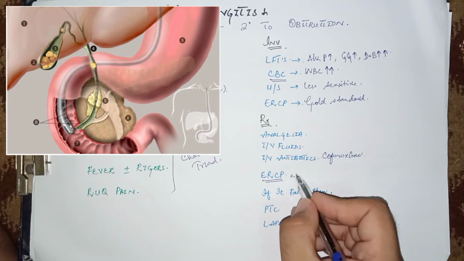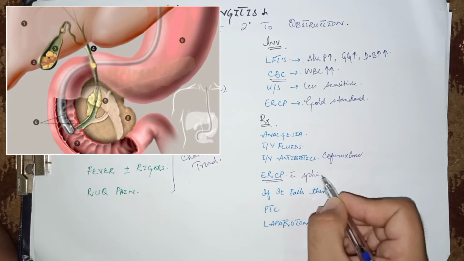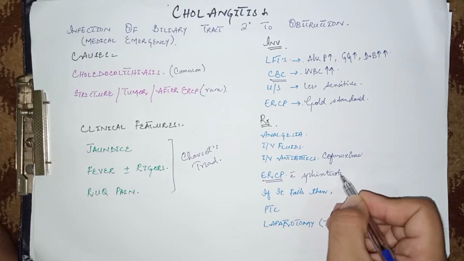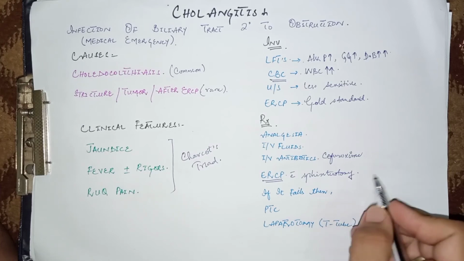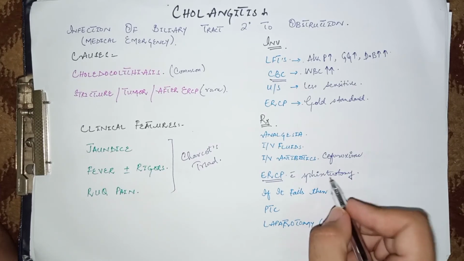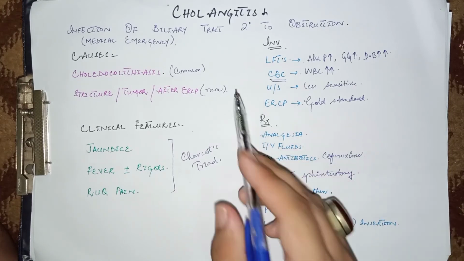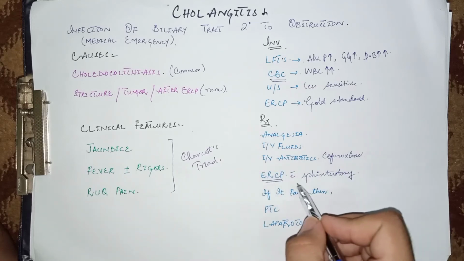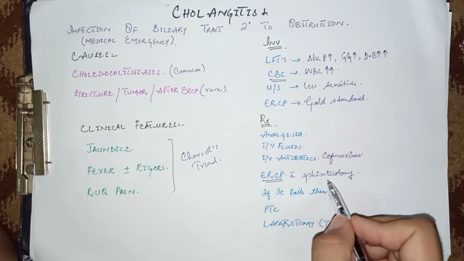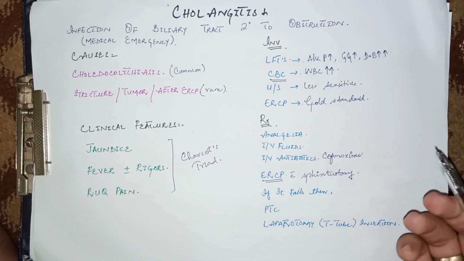So ERCP along with sphincterotomy is the treatment of choice to remove the stones, because the stones are the actual cause of this cholangitis. So if we remove the underlying cause, then automatically cholangitis will settle down.